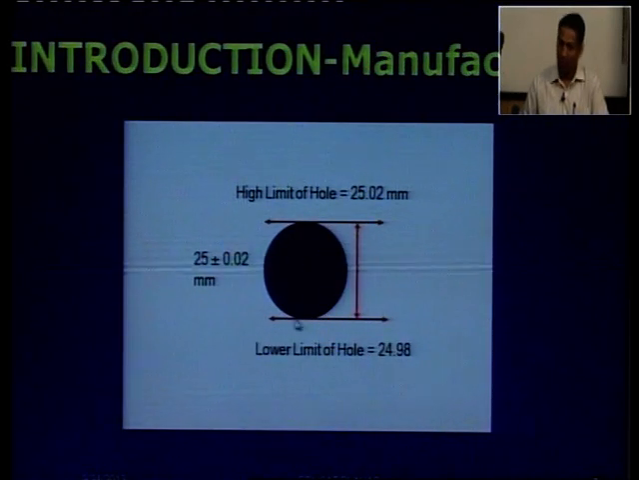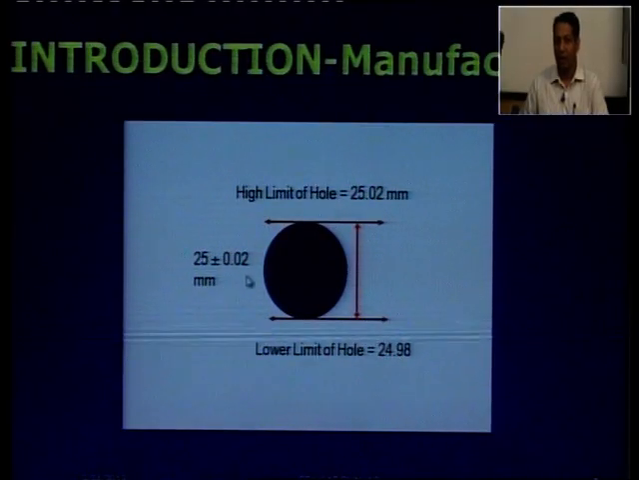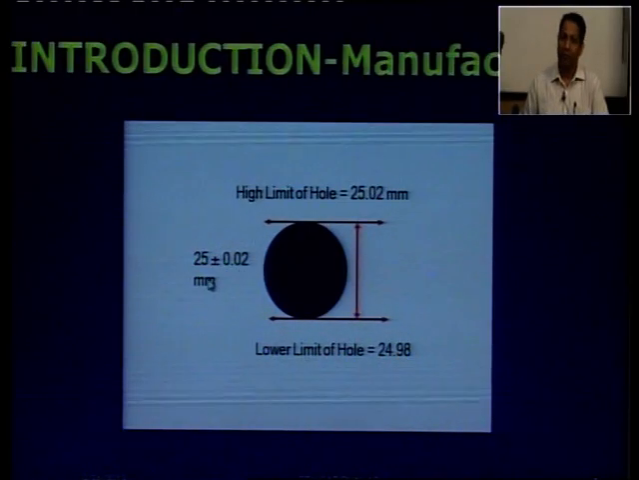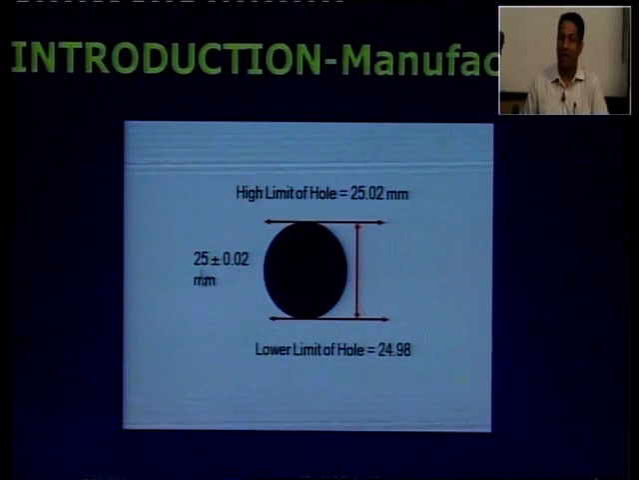We drilled a hole, and on the drawing its size was 25 mm plus minus 0.02. 25 is the base size. This is called the base size.